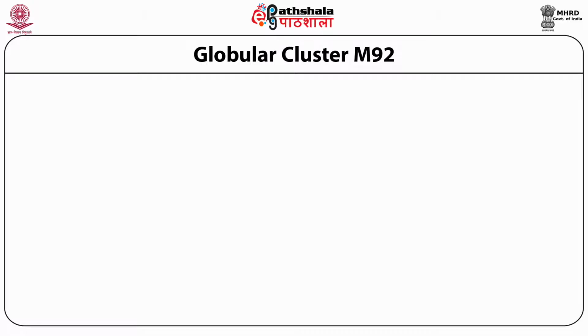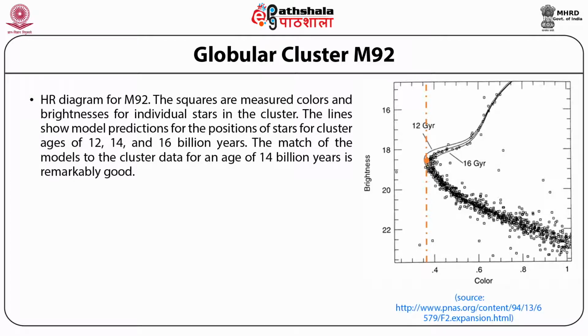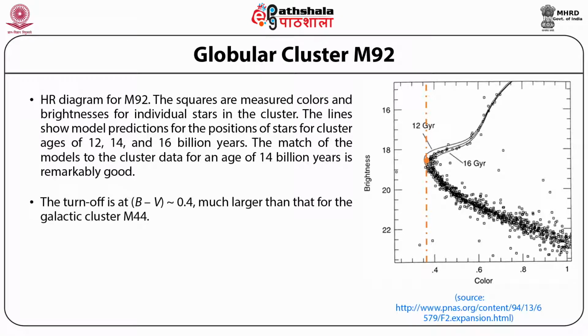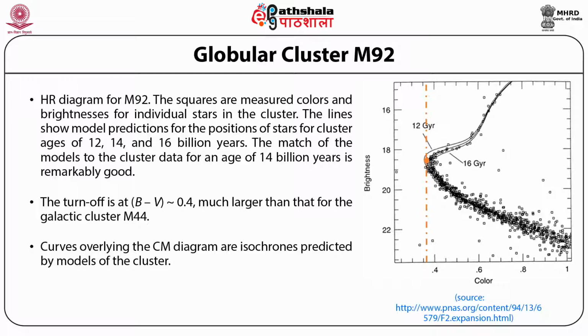Globular cluster M92. This figure shows the color magnitude diagram of globular cluster M92. The squares are measured colors and brightness for individual stars in the cluster. Here the turnoff is at B minus V approximately 0.4, much larger than that for the galactic cluster M44. The lines show model predictions for the positions of stars for cluster ages of 12, 14 and 16 billion years. The curves overlying the CM diagram are isochrones predicted by the models of the clusters.